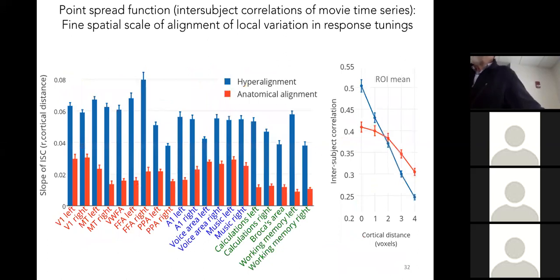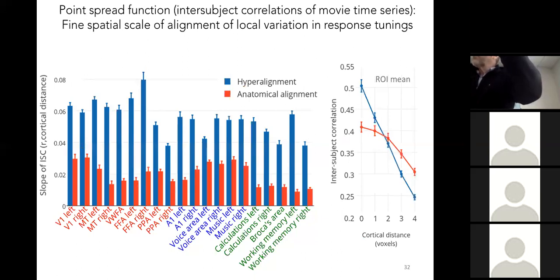Now, another thing nasty reviewers brought up was they said, well, you say it's fine-grained information. We don't believe it's fine-grained. So we did a couple of analyses. I'm showing you one of them here, which is a between subject point spread function of functional topography. So what that means, we take the time series for one time point in one subject, and we correlate that with the time series for other subjects in the same cortical location. So that's a measure of the concordance of function for that cortical location.